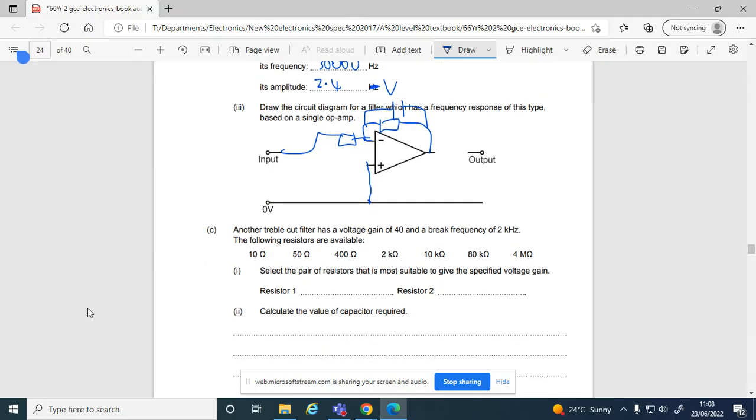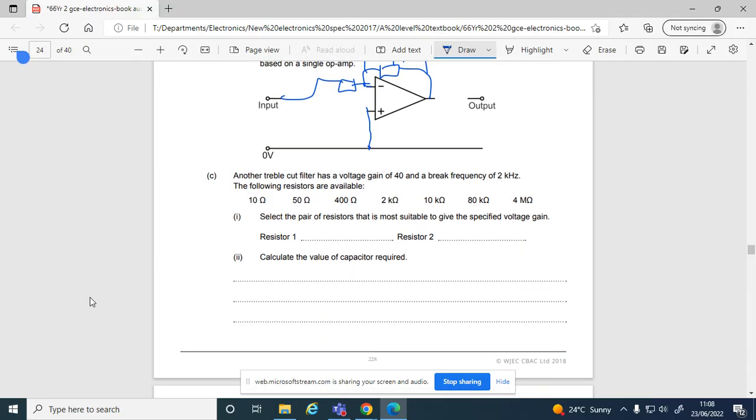Okay. Right. Another treble cut one has a gain of 40. So which two values do you use? Gain of 40, obviously it's going to be those. Don't use values less than 1K. Remember to talk about input impedances. You want input impedance to be as high as possible. So they'll be the most logical values to use, okay? So resistor 1 would be 2 kilo ohms and resistor 2 will be 80 kilo ohms because it's got a gain of 40. Calculate the value of the capacitor required.